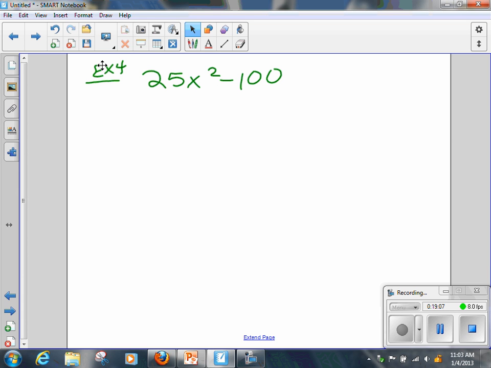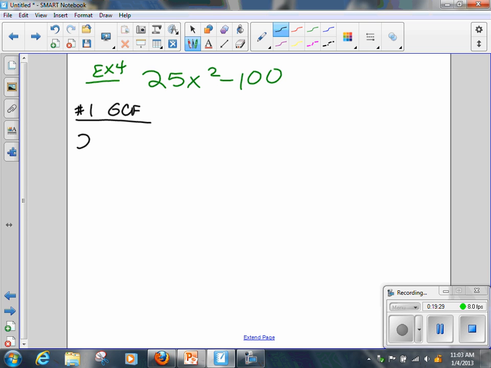What's the first thing you always do that sometimes we forget about? The GCF. Does this have a GCF that we can factor out? Yes or no? Yeah, what is it? 25. All right, I'm going to show you 2 different ways to do this problem. Here we go. Number 1, GCF. So we go 25 times x squared minus 4. Right on? Y'all got to give me a grunt or something. Come on now. There we go. Now what do we do?